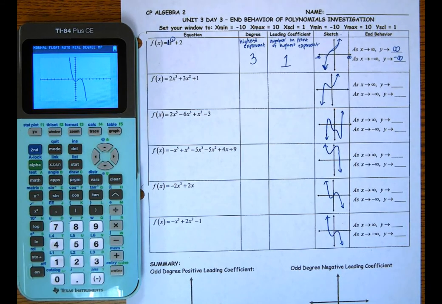If not, here they are so that you can complete the rest of this page. So again, if you're not to this point, pause the video now and fill in the rest of the information and then come back.